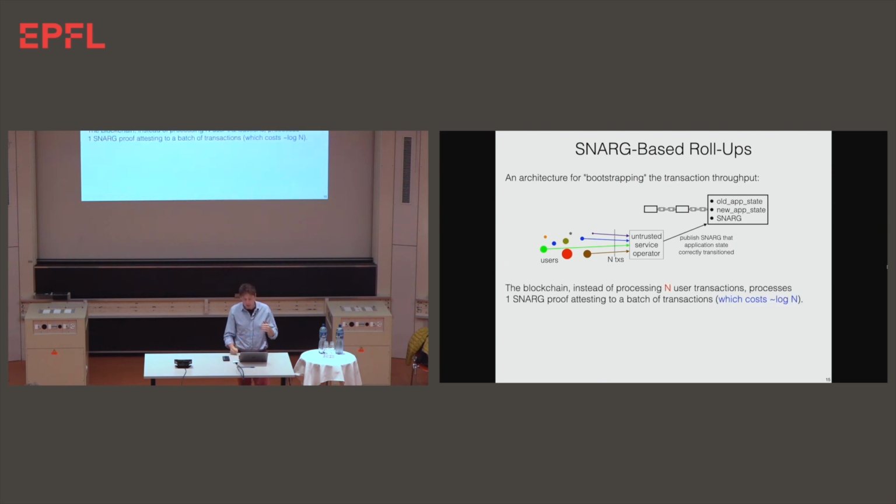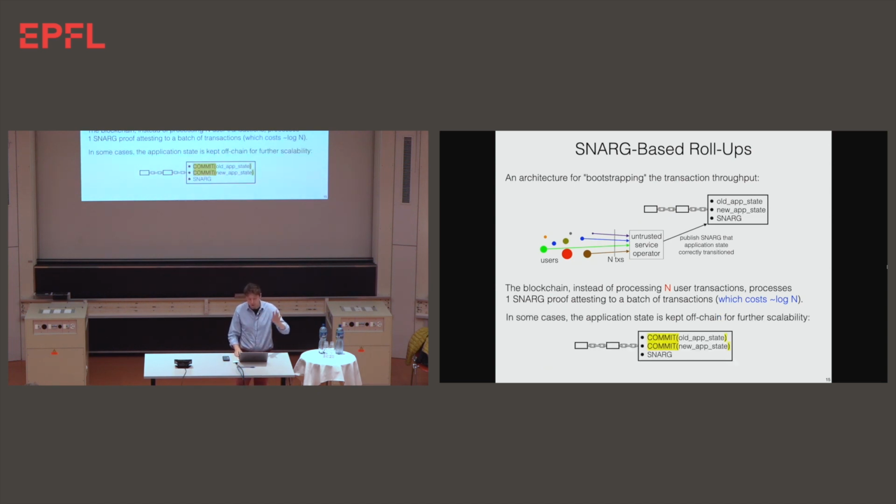So now, instead of processing end user transactions, the blockchain is processing one SNARK proof that attests to a batch of transactions. The roll-up name is kind of like this idea that you have this burrito and you wrap it up, you roll it up with all the transactions in it at once, right?